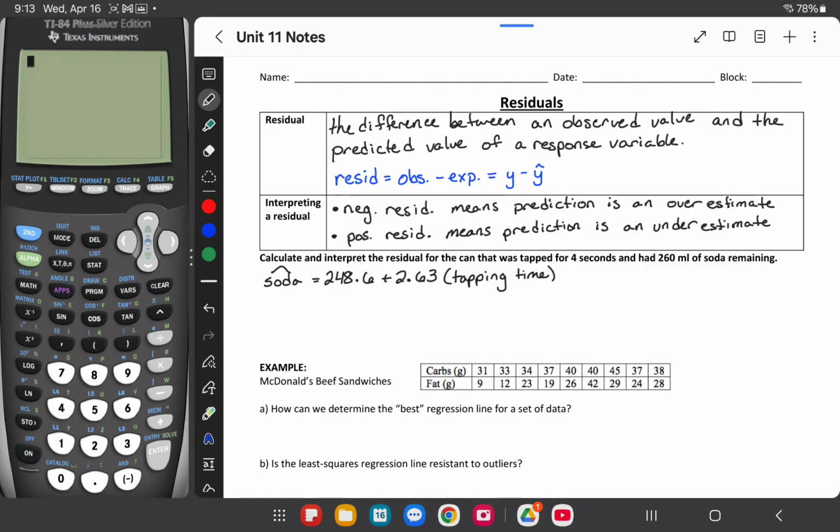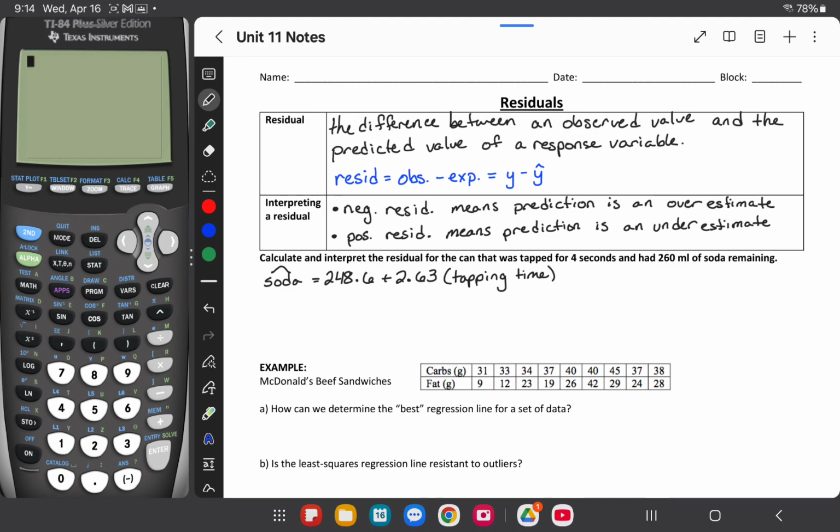When you interpret a residual, a negative residual means that the prediction was an overestimate. Now, that might be counterintuitive because you would think negative means it would be below, but remember the order that we're subtracting these in, we're taking observed minus expected. So if we get a negative difference, that means that the expected value was greater than the observed value, which would mean that our prediction was an overestimate. And in a similar way, a positive residual would indicate that the prediction was an underestimate. That would be because our expected value was less than our observed value.